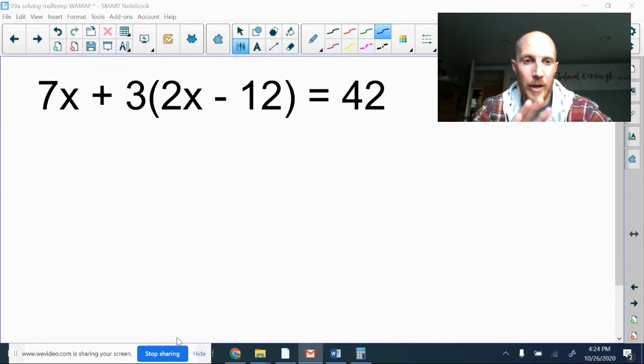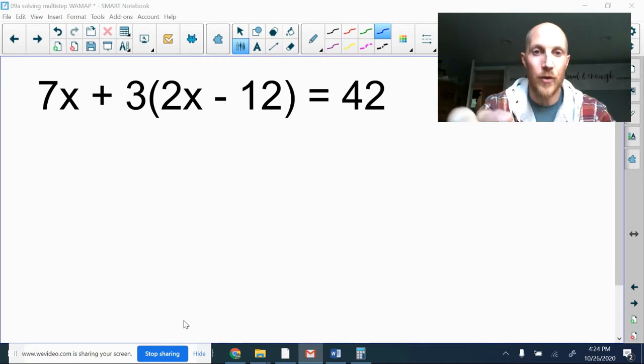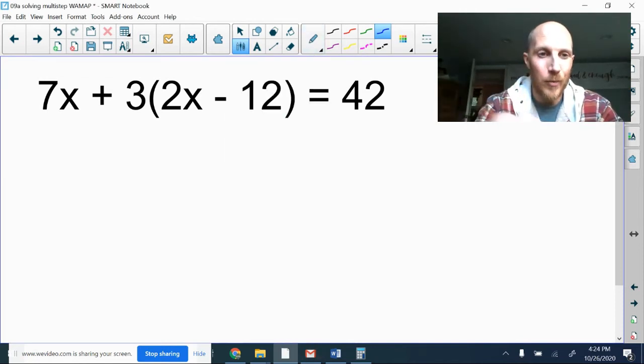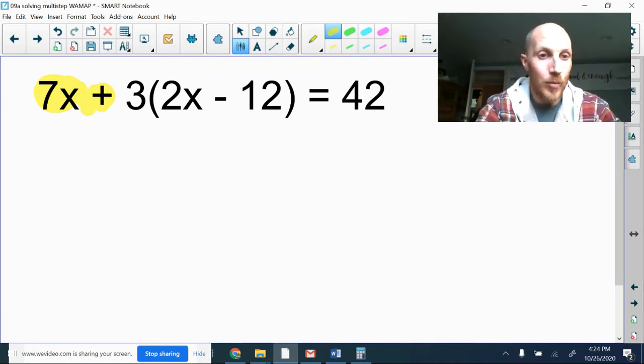Okay, so next up, we got another problem which is going to involve combining like terms, but also everything else we have seen so far. So I also have distribution. I got some multiplication going on, 3 times that set of parentheses. In previous examples where we've had distribution, I presented 2 options. In a problem like this, where I have other stuff going on outside of the parentheses, I don't have 2 options anymore. So I have this 7x plus the 3 times this group.